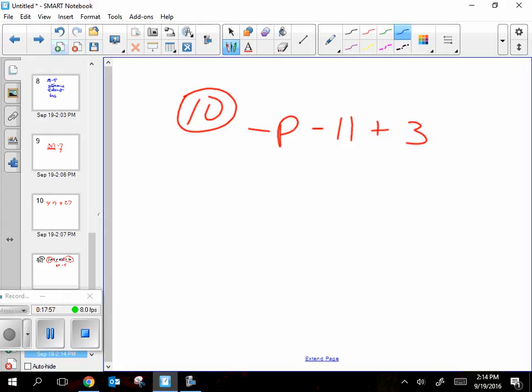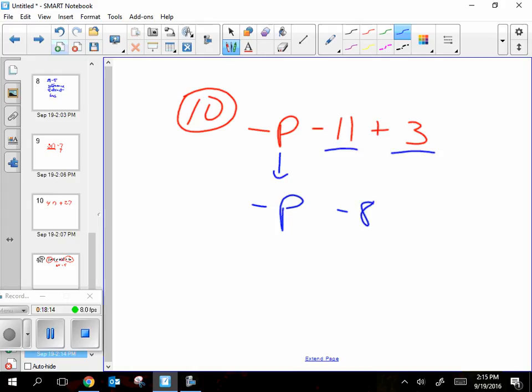Can that P go with an 11? No, they're not the same. We'll have to leave them separate. This P can't go with anything, so it stays exactly the same and just comes down. What do you think the final answer is? You got it, negative 8.